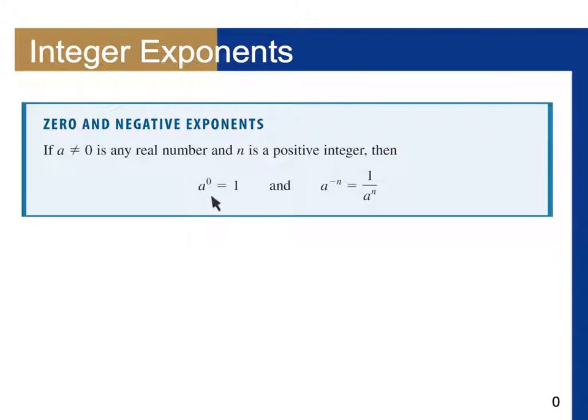When you take something to the 0 power, it's always 1. We're not going to take 0 to the 0 power, but when a is not 0 and is a real number, and we take it to the 0 power, we get 1. So any number to the 0 power is 1, basically.